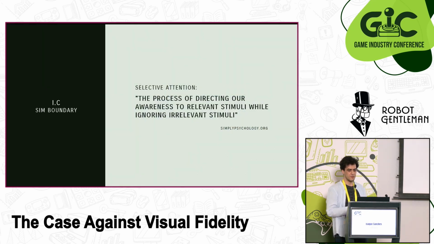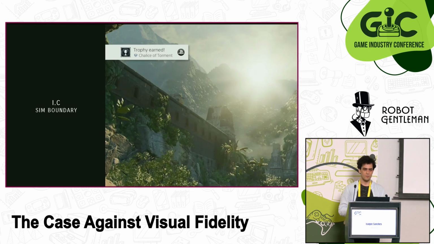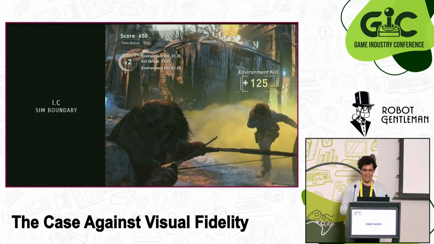And here's a definition. To me, that's more in line with what happened in the Tomb Raider example. Selective attention actually is built into video games. It's built into the language of video games. Look at this beautiful jungle, for instance, right? The sun, the lush environments, etc. In real life, there's no floating white box saying trophy earned, right? You're supposed to ignore that.